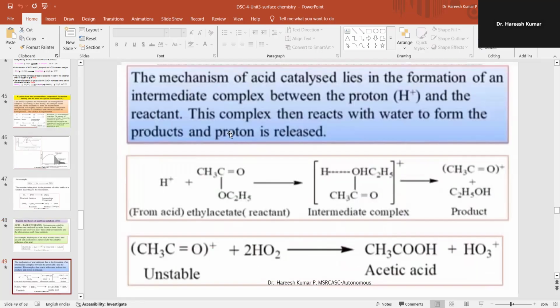So here, the mechanism of acid catalysis lies in the formation of an intermediate complex between the proton H plus and the reactant. This complex then reacts with the water to form a product, and the proton is released. H plus and ester give rise to an intermediate complex, and this intermediate complex breaks, forming two species. One is a neutral product, another is an unstable species. This unstable species further reacts with water, giving rise to acetic acid.